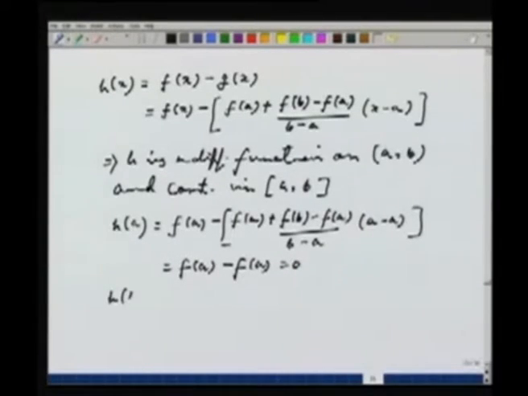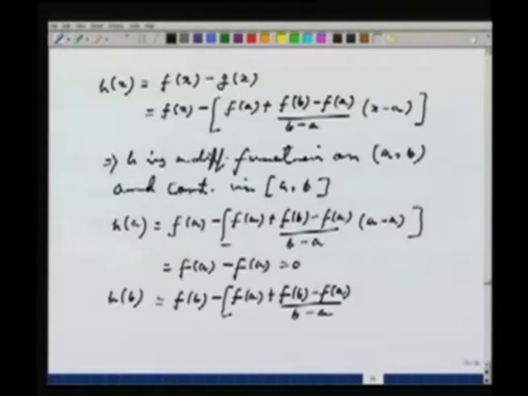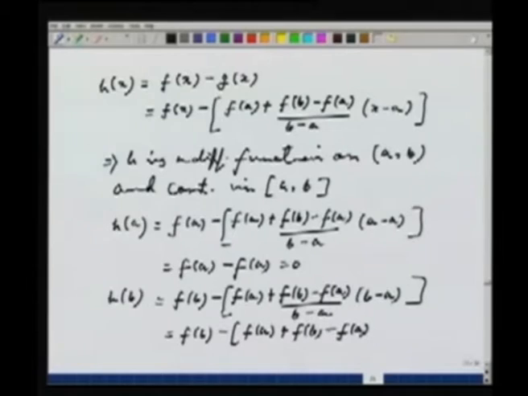Now I look at what is h(b). That again by definition is f(b) minus f(a) plus (f(b) minus f(a)) by (b minus a) into (b minus a), which is f(b) minus f(a) plus f(b) minus f(a), which is 0.